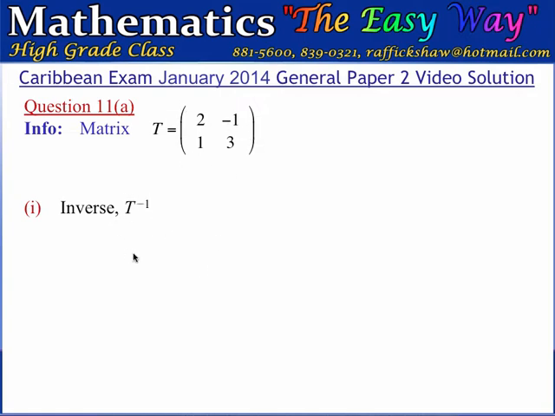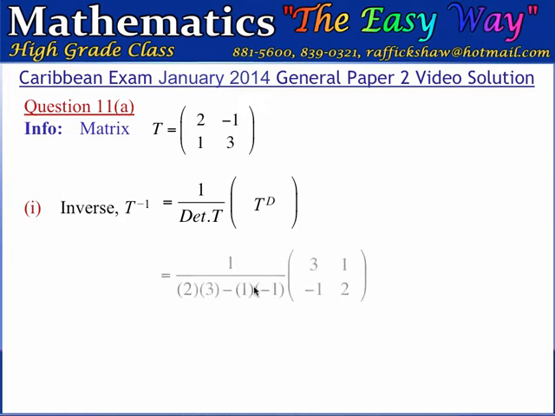The inverse of the matrix T is given as 1 divided by the determinant of the matrix T multiplied by the adjoint of the matrix T. We therefore need to calculate the determinant of T, and we need to set up the adjoint matrix of T, which is represented as this.